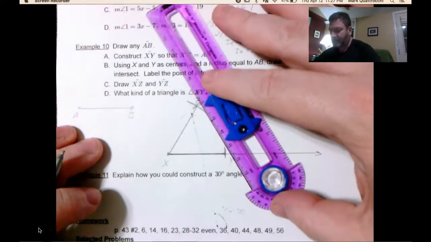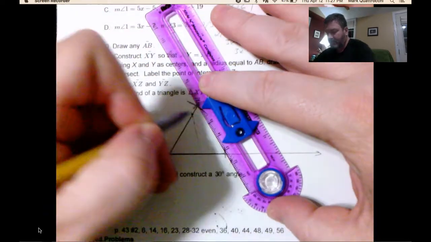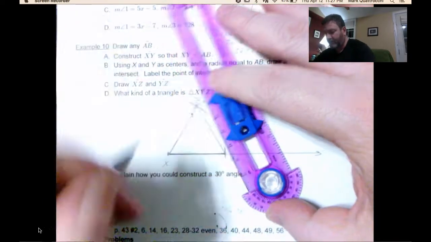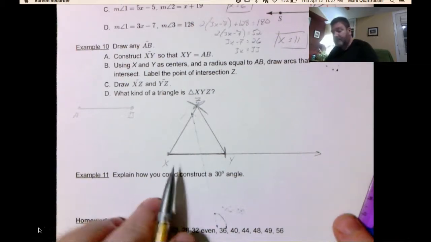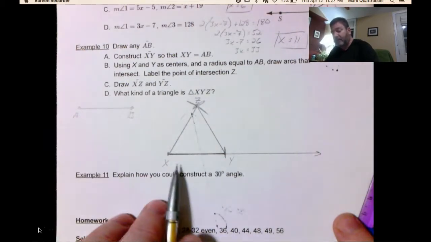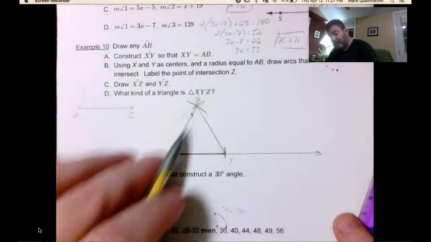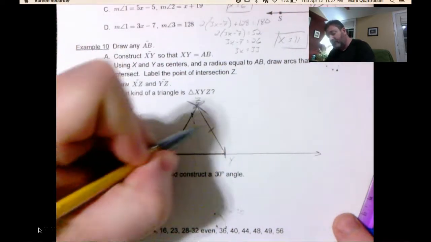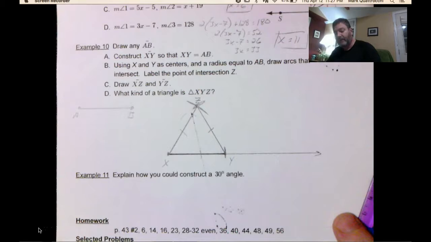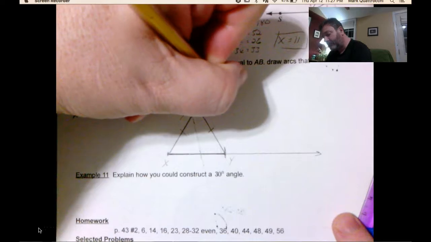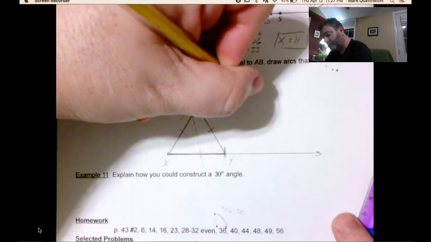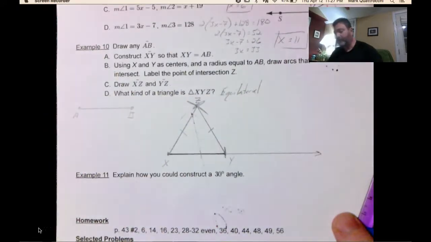There's XZ. There's YZ. Now, because I used the radius that was the same as AB, XY is the same as AB, this radius here is the same as AB, this radius here is the same as AB, all three of these are congruent. So what kind of a triangle is triangle XYZ? Equilateral. That's an equilateral triangle. Now, explain how you could construct a 30-degree angle.